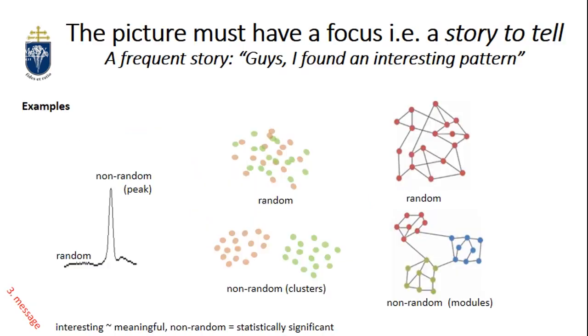First of all, we should realize that a picture should have an understandable focus, or as we say it sometimes, a story to tell. In many cases, the story is a conspicuous pattern that the reader can easily recognize. In simple plots, such a pattern is a peak. In scatter plots or in networks, the patterns are clusters that one can easily recognize.